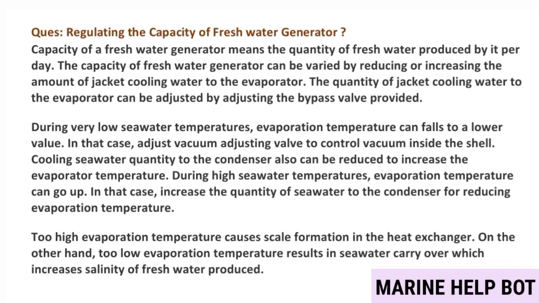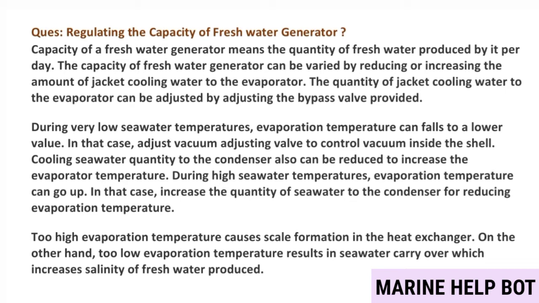Moving towards our next question, regulating the capacity of a freshwater generator. Capacity of a freshwater generator means the quantity of freshwater produced by it per day. The capacity can be varied by reducing or increasing the amount of jacket cooling water to the evaporator. The quantity of jacket cooling water to the evaporator can be adjusted by adjusting the bypass valve provided.